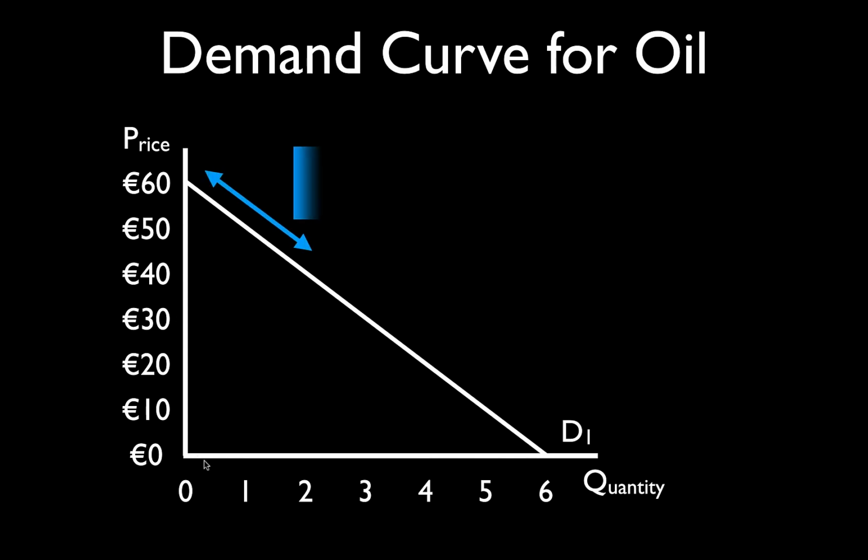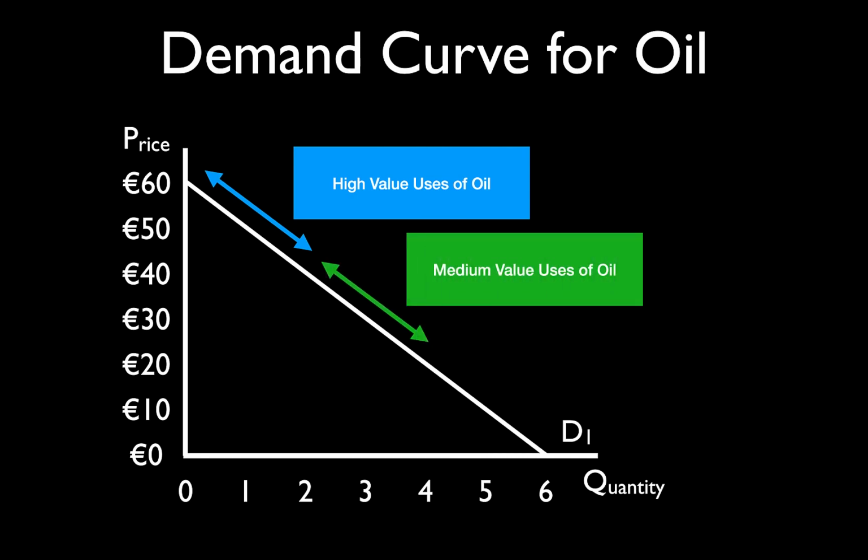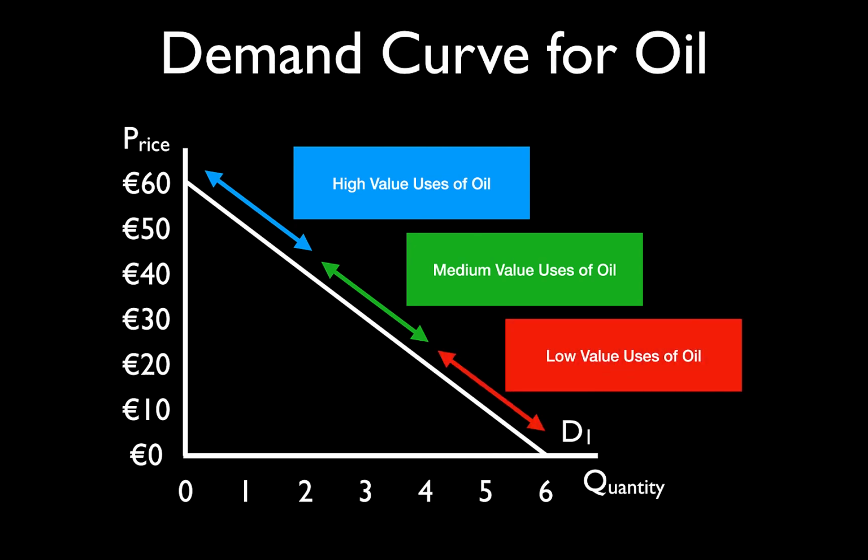Right? So at the high price, we have high value uses of oil. How do I know they're high value uses of oil? Because they believe that they can get at least that much in terms of revenue. That is the marginal benefit to that firm from consuming a barrel of oil. And the same is true for medium prices, which is a subjective statement. And low prices yield low value uses of oil. Not bad, I'm just saying low value uses of oil.